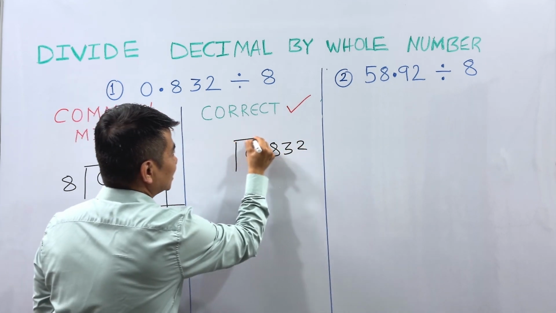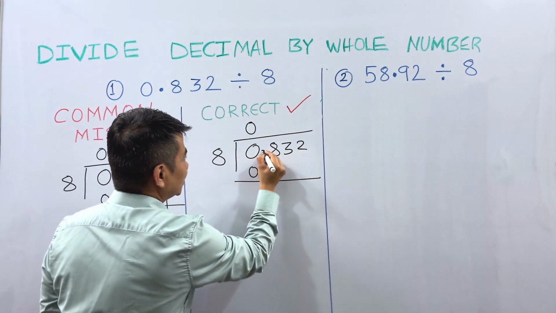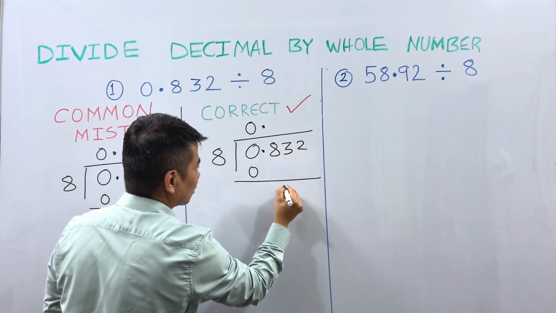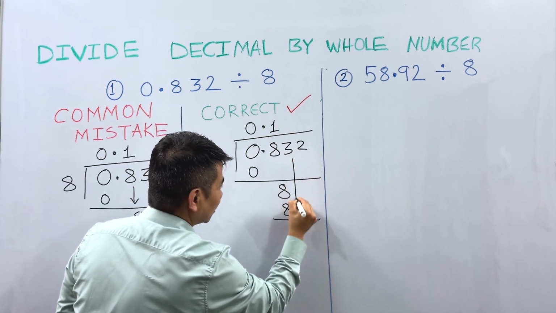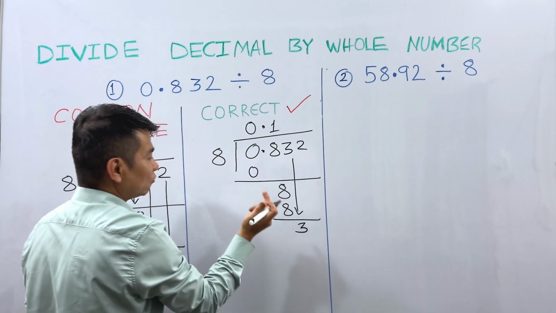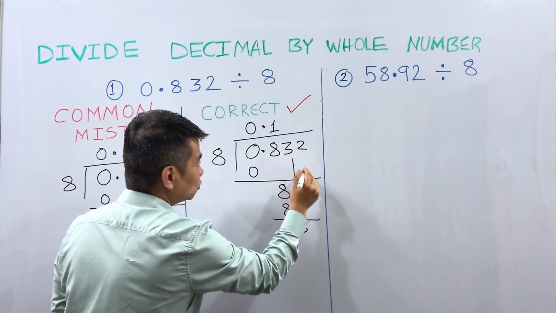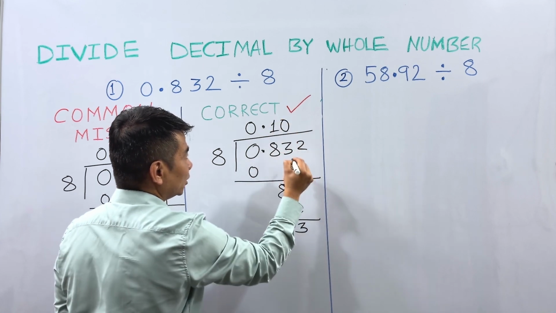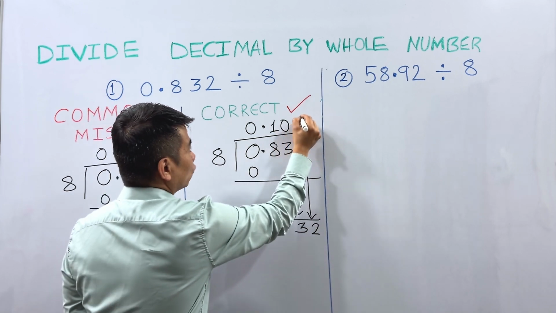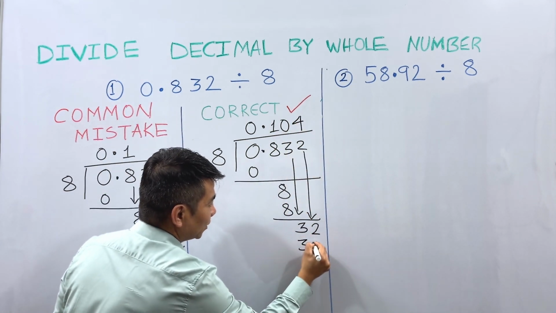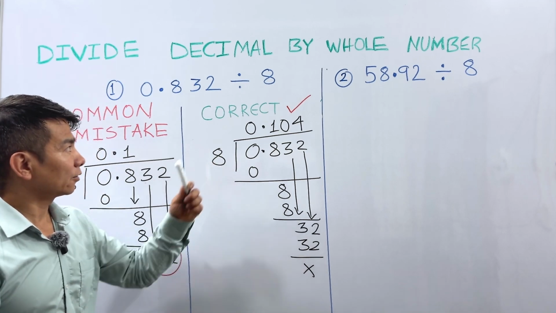First step was correct, that is we divided the whole number 0 times, and this decimal point goes in the quotient, and 8 comes down, and 8 goes into 8 one time. This was correct. But now when 3 comes down, you cannot divide 3 by 8 because 3 is smaller than 8. So you can bring this 2 down only if you put 0 here. You can bring 2 down here. So now 8 goes into 32 4 times. So our answer will be 0.104. Okay, this is the correct way.